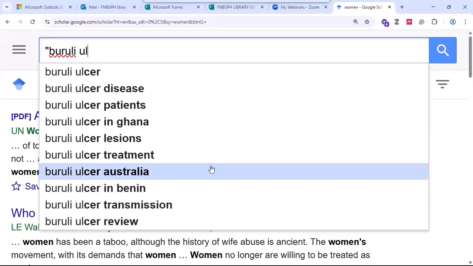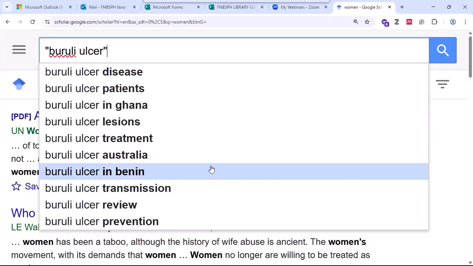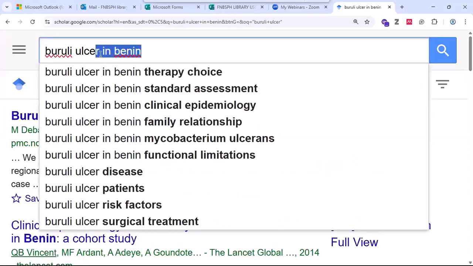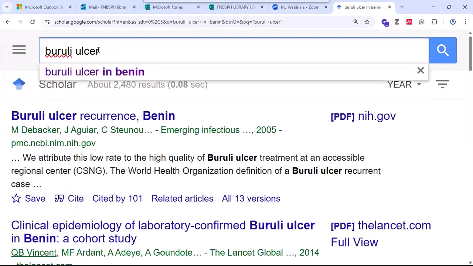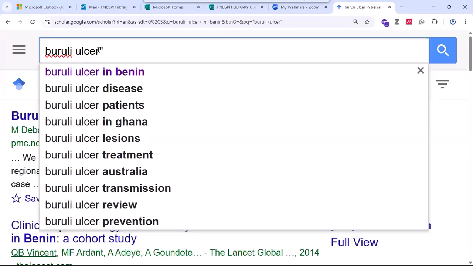You are very, very right. And I'm happy you have picked up the idea. So anytime that your concept is expressed in more than one word, remember to use the double quotation mark around it so that you don't get things that are unnecessary, okay? So we put our double quotation marks around this and we search.